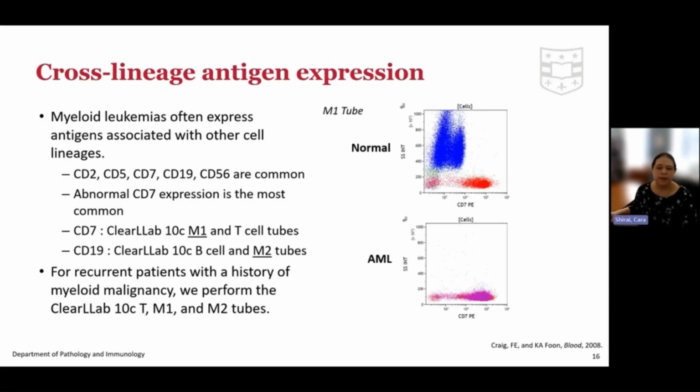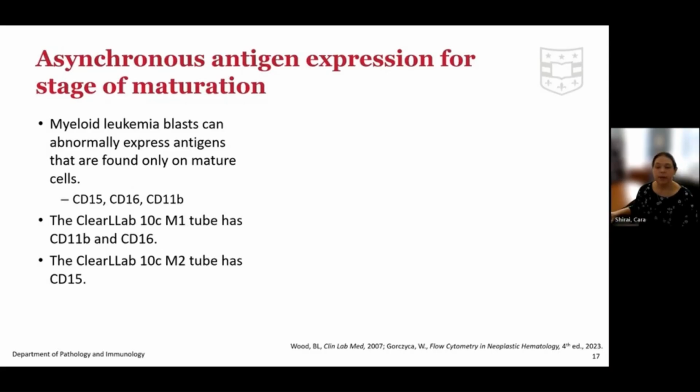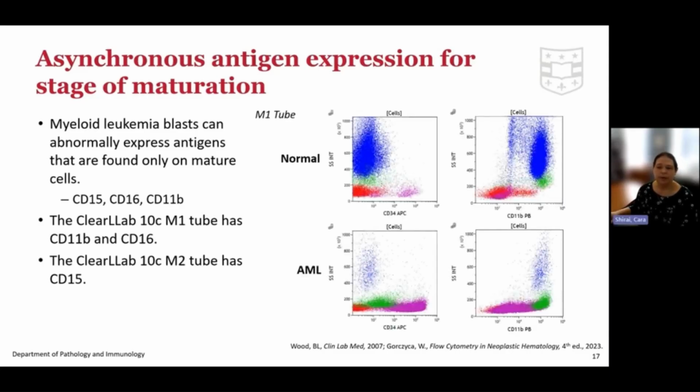Here is an example of cross-lineage antigen expression of an AML with blasts expressing strong CD7. Normal is included in the graph above for reference. Myeloid blasts can abnormally express antigens found only on mature cells, such as CD15, CD16, and CD11b, that are expressed later in granulocytic maturation. The M1 tube has both CD11b and CD16, while the M2 tube has CD15. In this example, CD34 blasts are shown to have heterogeneous and partial positive expression of the mature cell antigen CD11b.